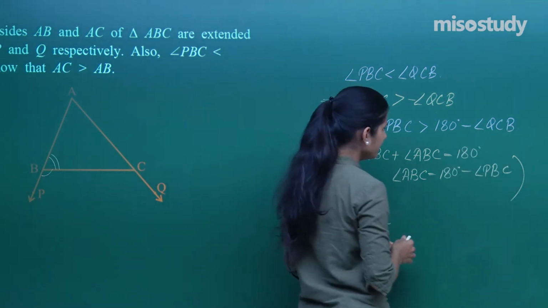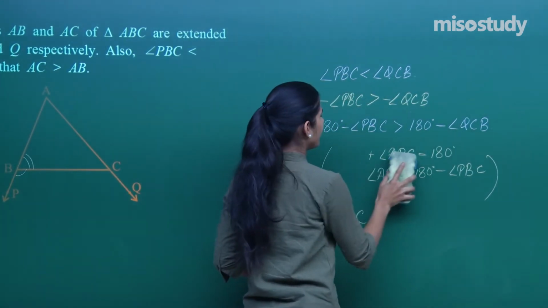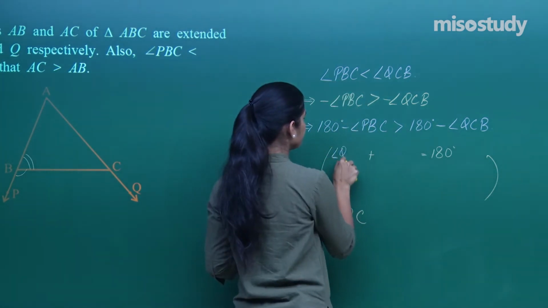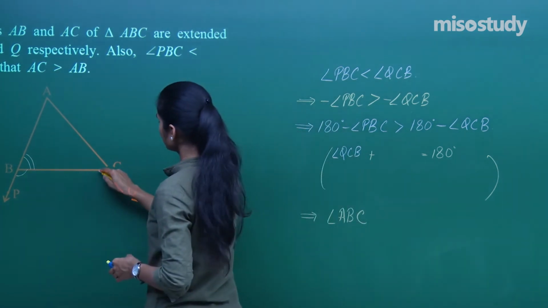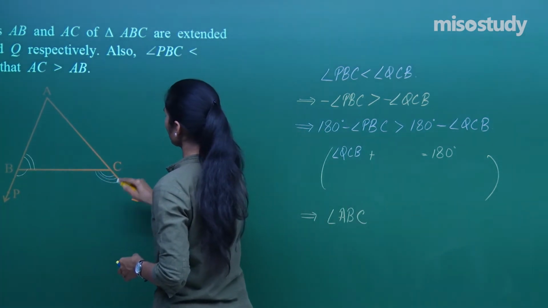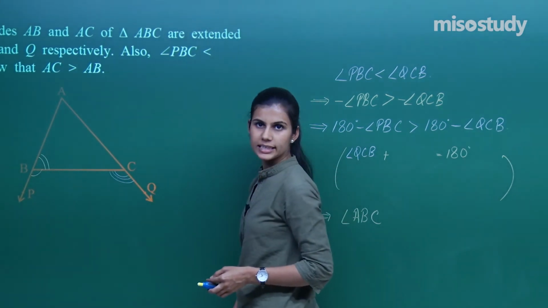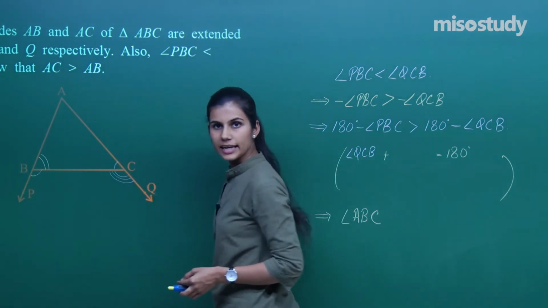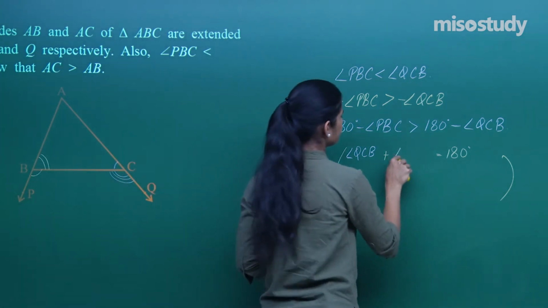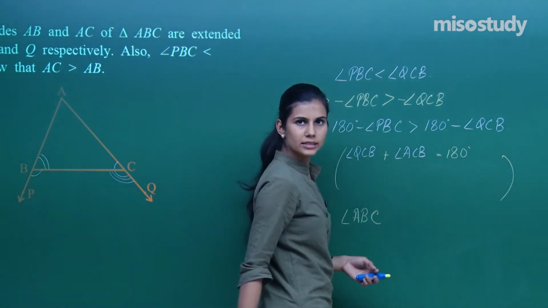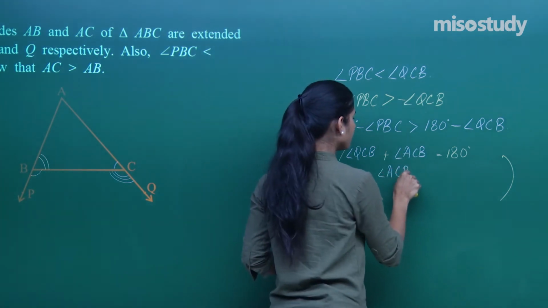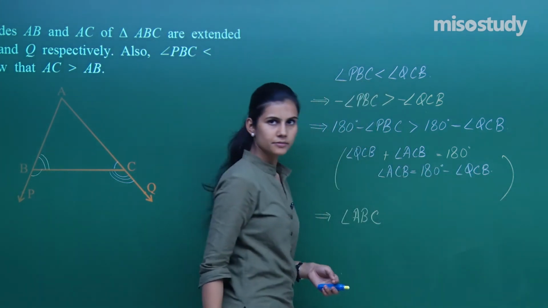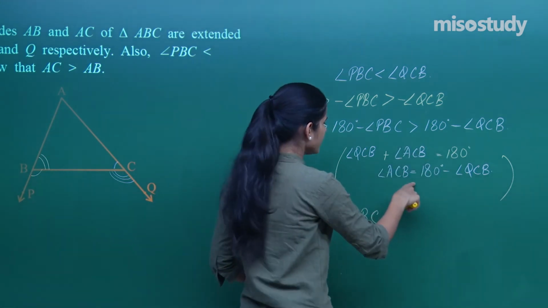Similarly, angle QCB, what is it that I have? One more thing. Angle QCB plus this angle is again 180, which is ACB. Again, they are forming a linear pair of angles. So angle ACB is 180 minus angle QCB. So 180 minus angle QCB is ACB.